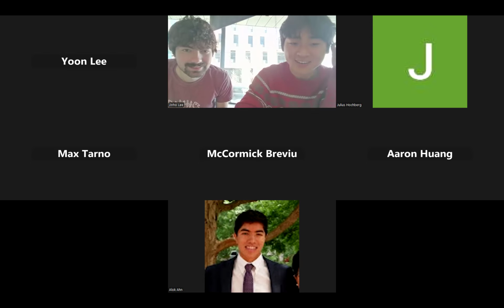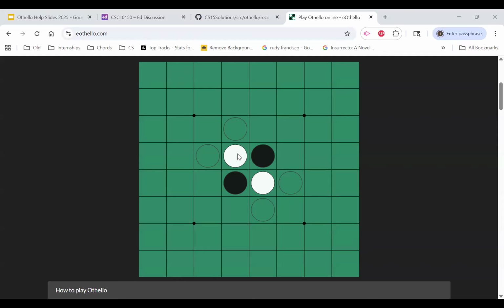Okay, I can also share my screen right now and we can go over this too. But basically, it's black player's turn right now. And so the black player's valid moves are these four highlighted squares. For example, I could just put my piece here. And since there's a sandwich between the piece that I put down and the current piece on the board, which is black, I turn this white square to black. And so now I gained a point.